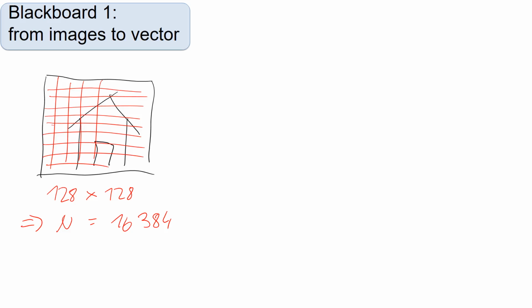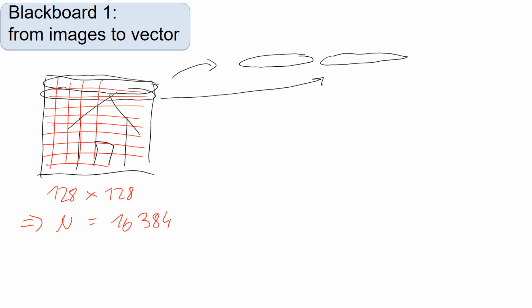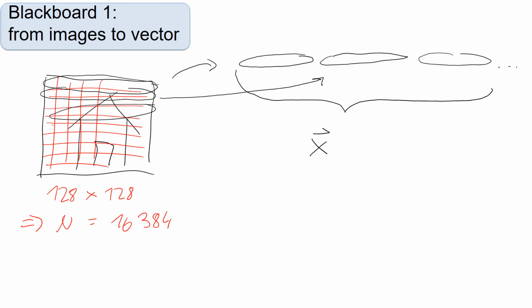And now the idea is that we take the first row and put it here. Then we take the second row and put it next to it. And then we take the third row and put it next to it. And so in the end, we take all these different rows and define this then as a vector x. And now this vector x is in this pixel space. So it has 16,000 components.